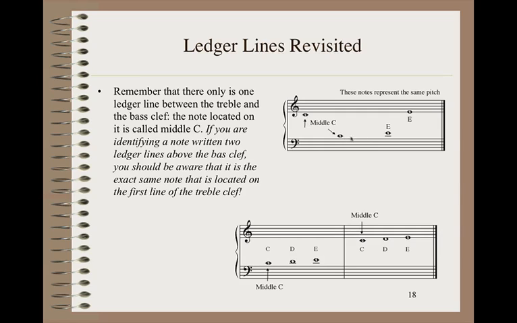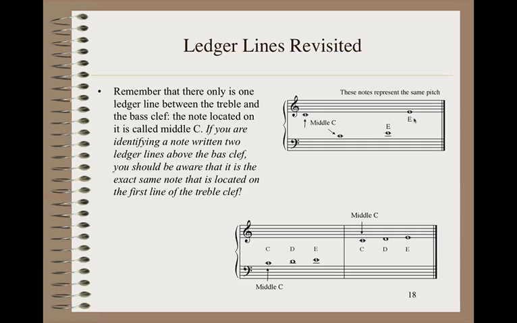Now, if we look further down over here, we have an E. So we have C, D, E. So an E is on the second ledger line. But this E right here is the same pitch as that E. So for instance, here's middle C. And whether I play it on the treble clef or the bass clef, it's the very same note. It's just a matter of whether it would be easier to read on the treble clef or the bass clef.